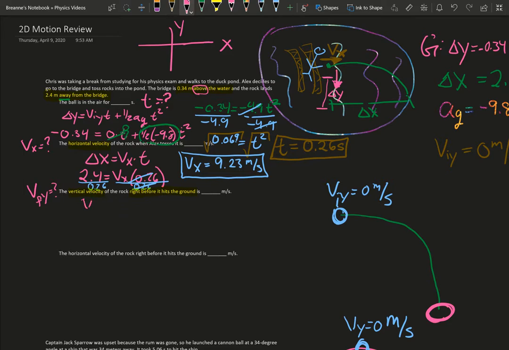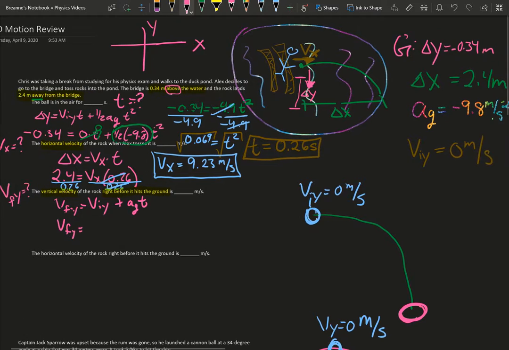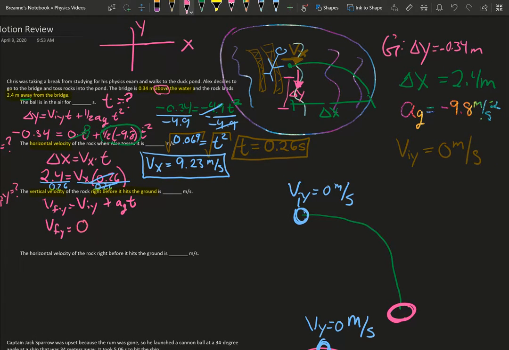So we have our VFY equals VIY plus AGT. We're looking for our VFY. Our VIY is 0 plus negative 9.8 times the t we saw for part 1, 0.26. So this is pretty easy math.